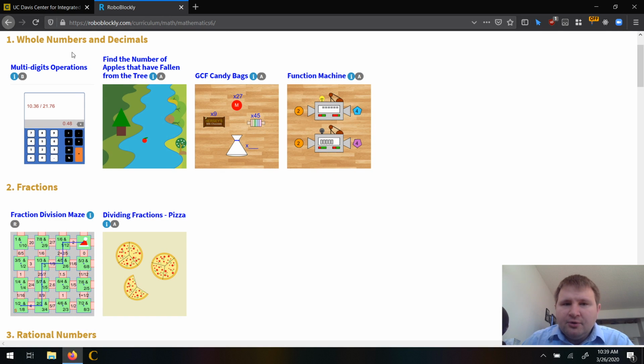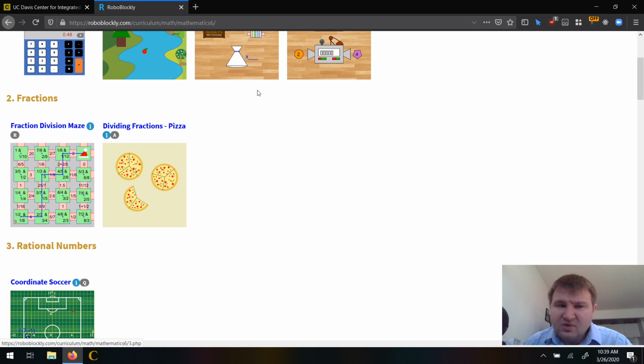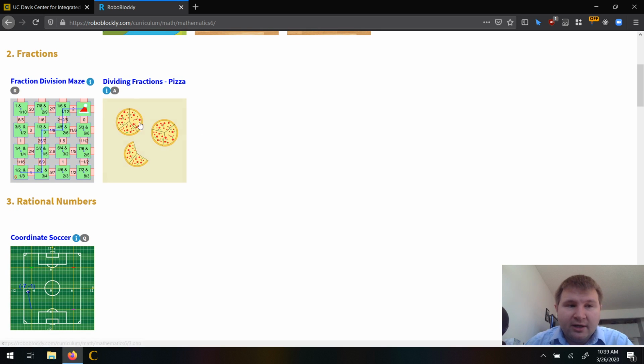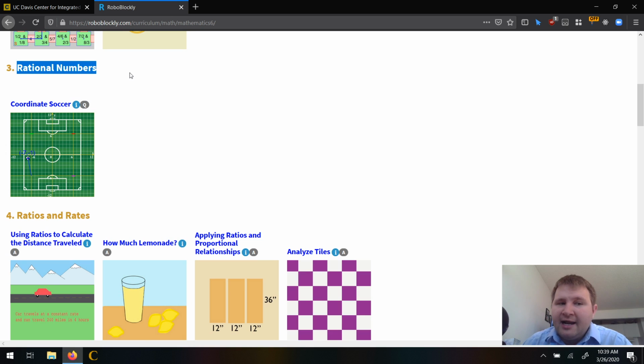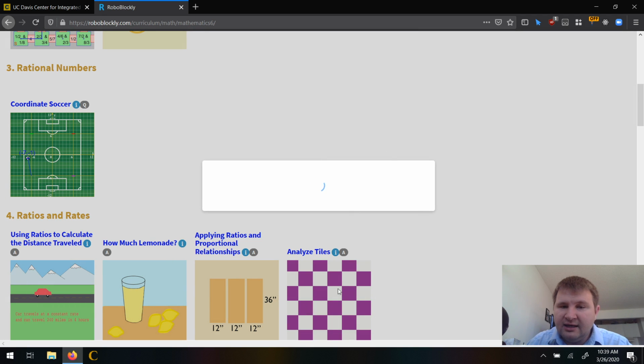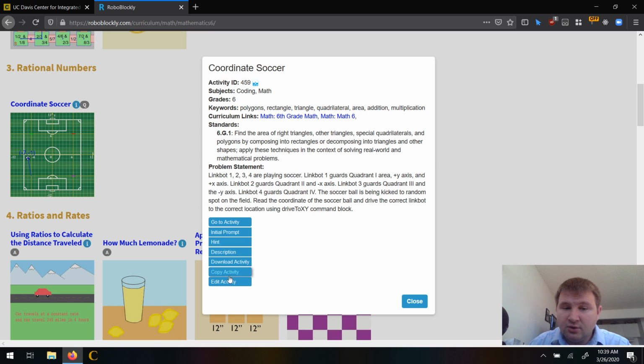So once I've looked through all the details of that activity, it'll give me a little bit of a better idea of what it is. And sometimes it might be easier to actually open up the activity and solve it myself. So moving along, just a quick overview. We have a couple of activities here for helping the students get practice with fractions, so solving a fraction division maze or dividing pizza into fractions. We go into rational numbers, where we have a soccer field on a coordinate plane, and we have to start working with the soccer ball and moving the robots accordingly.